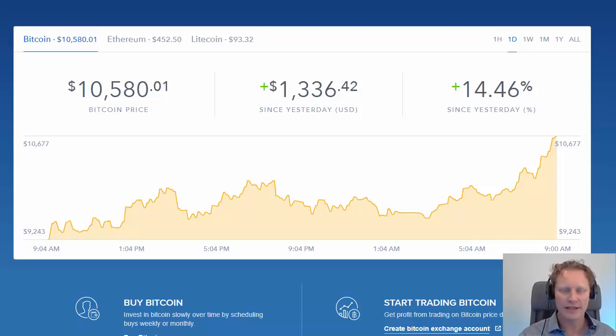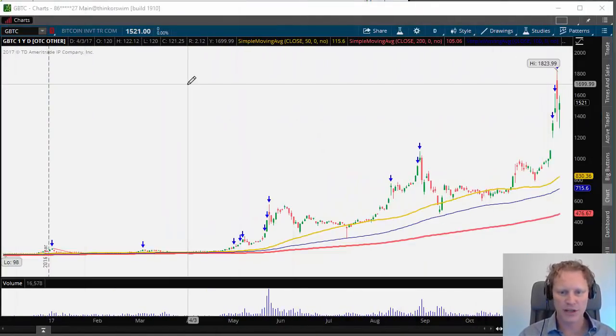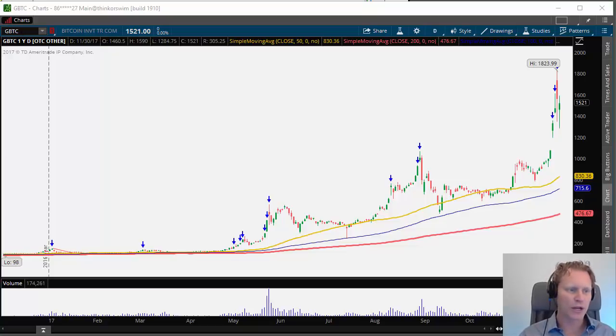You can obviously go to Coinbase.com and follow the price of Bitcoin there. You can see it just changed a little bit. But what I like to do is use a tracker to track the price of Bitcoin so I can use my indicators. So I go to my platform here. In this case, I'm using Thinkorswim. I pull up the ticker called GBTC, which is Bitcoin Investment Trust. It's a publicly traded security you can pull up.